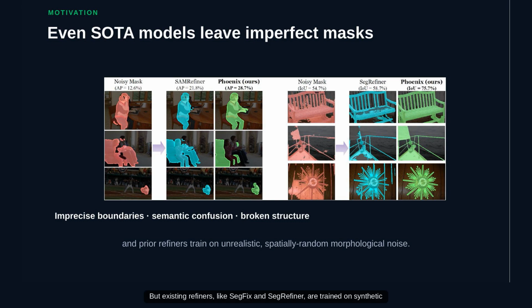But existing refiners, like SegFix and SegRefiner, are trained on synthetic noise made by simple morphological operations, random dilation, and erosion. This noise is spatially random and content-blind, so it fails to capture how real segmentation models actually make mistakes.